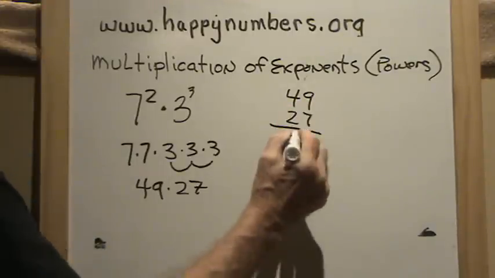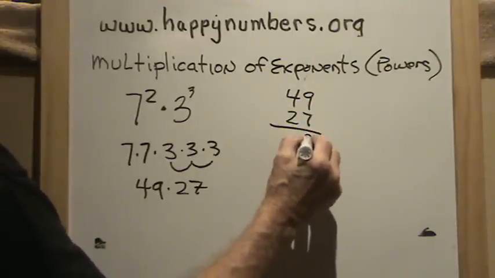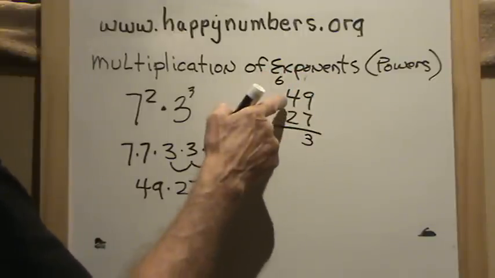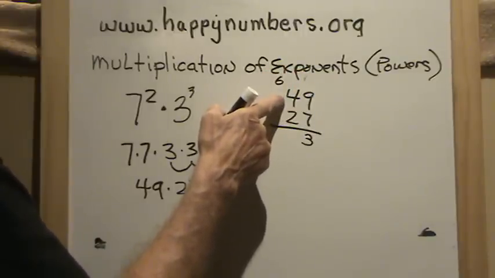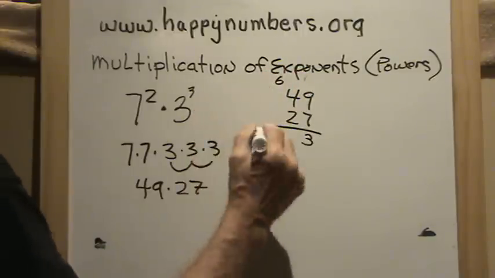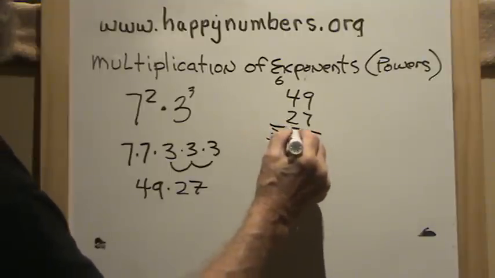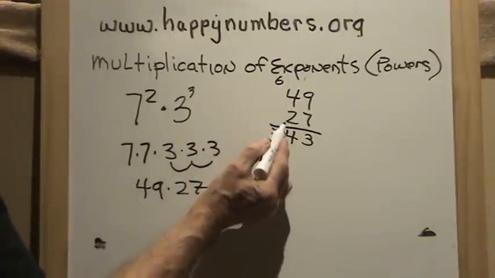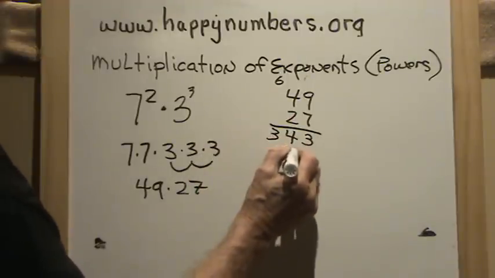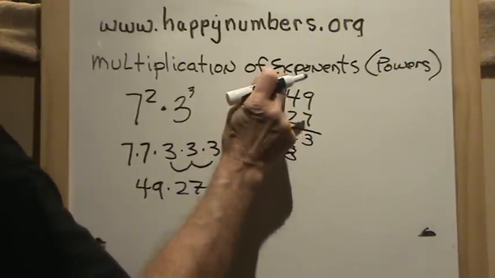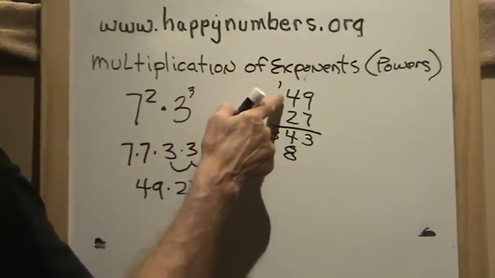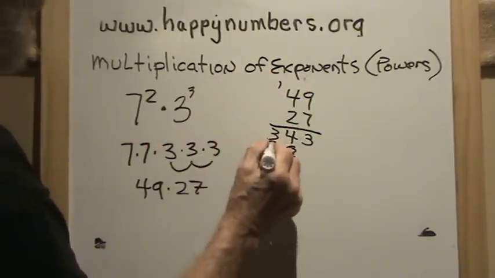7 times 9 is 63. Put down the 3, carry the 6. 7 times 4 is 28, and 6 will give me 34, I believe. Now we come here. 2 times 9 is 18. Put down the 8 and carry the 1. 2 times 4 is 8 and 1 is 9.